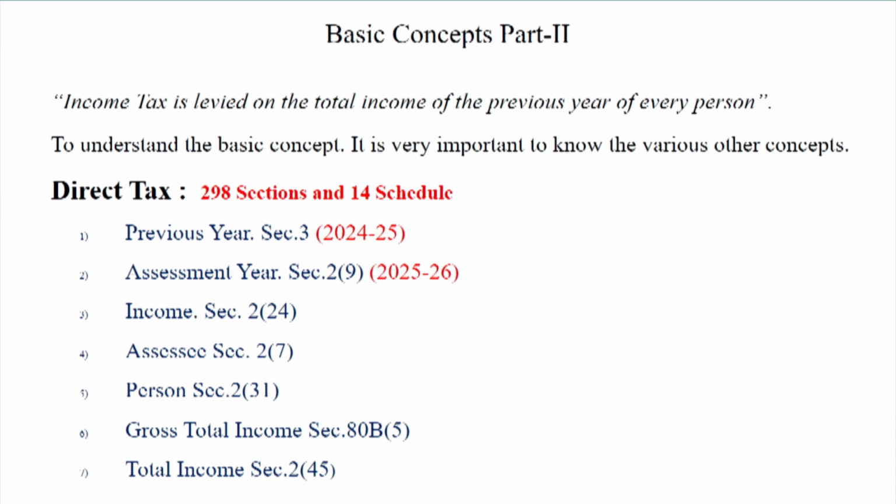In the case of a new established business, the previous year may be less than 12 months. Suppose a business entity is established on 1st October 2024. The previous year of such a business is from 1st October 2024 to 31st March 2025. It means the previous year may be less than 12 months, never more than 12 months.